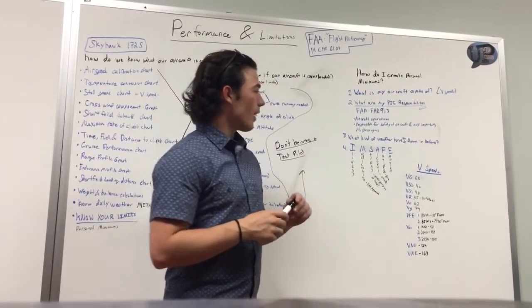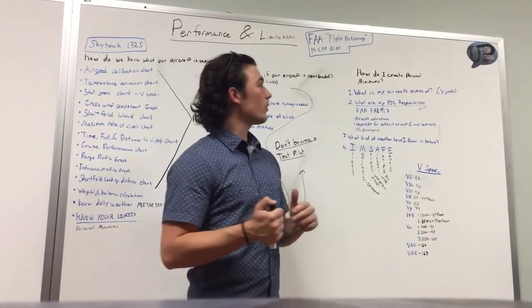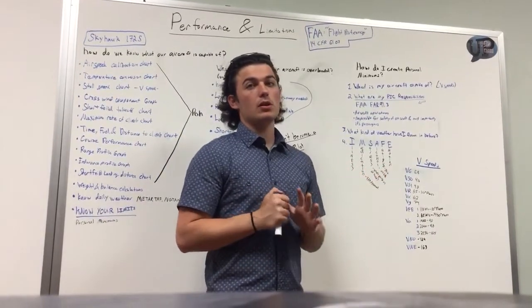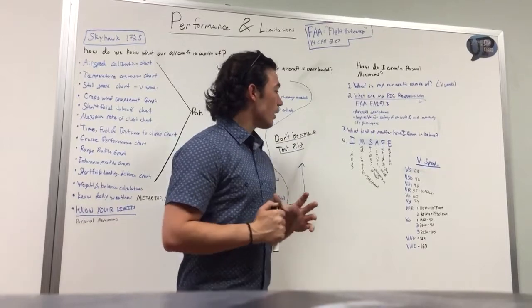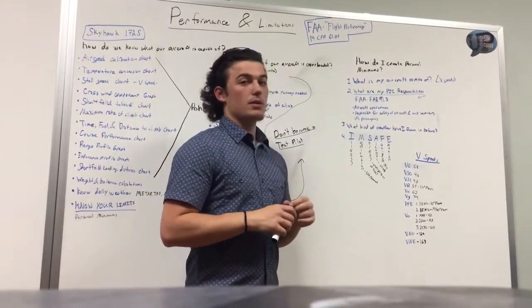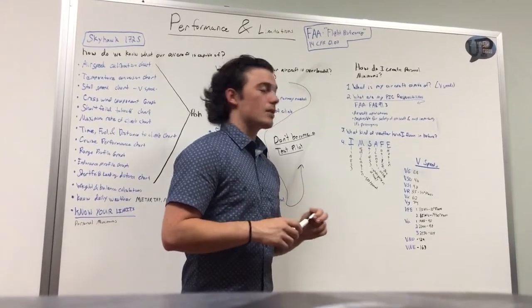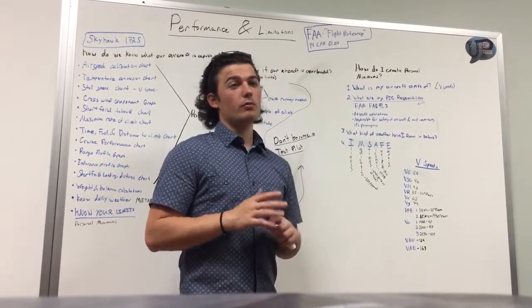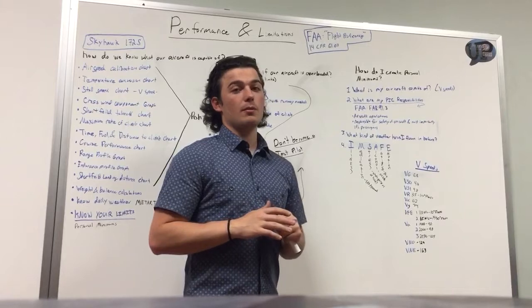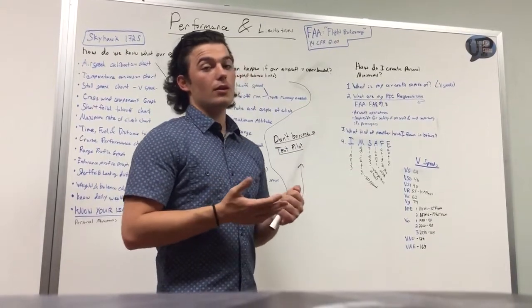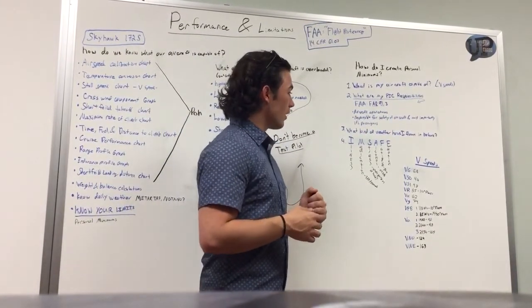And fourth, I have the I'M SAFE checklist. This is something not only to establish your personal minimums, but to know before every single flight. So I is for illness, any type of sickness, you're probably not too sharp to fly that day. M is for medication, any type of medication that you're on needs to be approved by your FAA medical examiner. Otherwise, by the FAA, you're not legally allowed to fly.